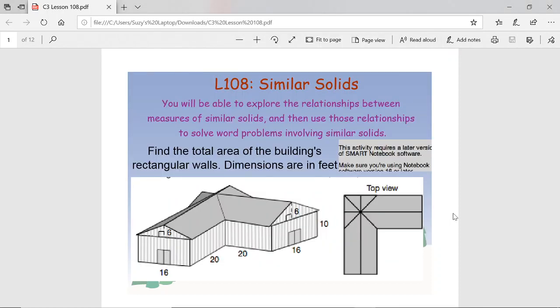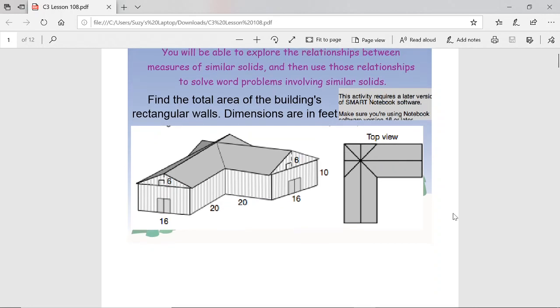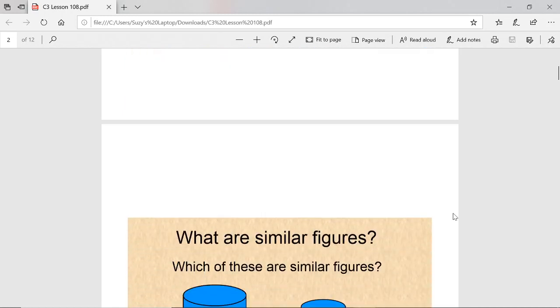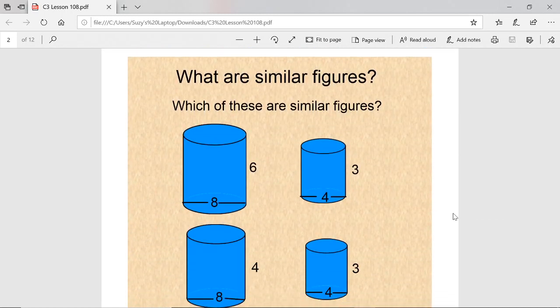Course 3, Lesson 108, we are looking at similar solids. Hopefully this is just a quick reminder of what we do with similar figures, whether that's two-dimensional like we've looked at, or three-dimensional like we're going to look at today. Your goal is to explore the relationships between measures of similar solids and then use those relationships to solve word problems involving similar solids. So we're not only looking at similar figures, but using our relationships between perimeter scale factor, area scale factor, and volume scale factor.